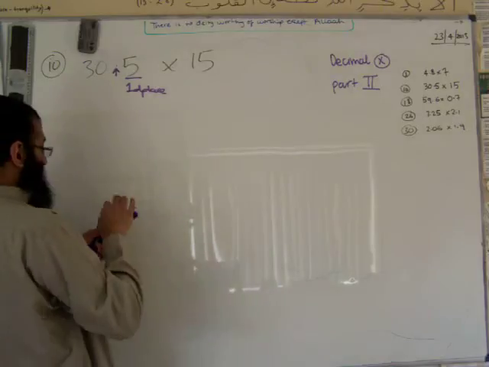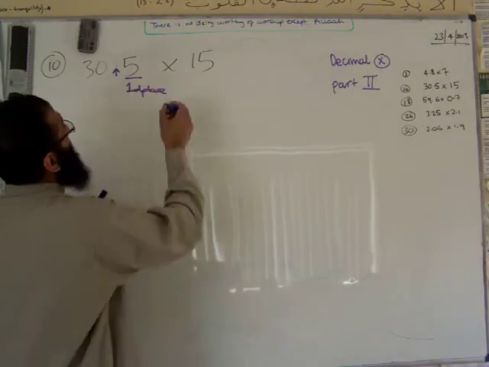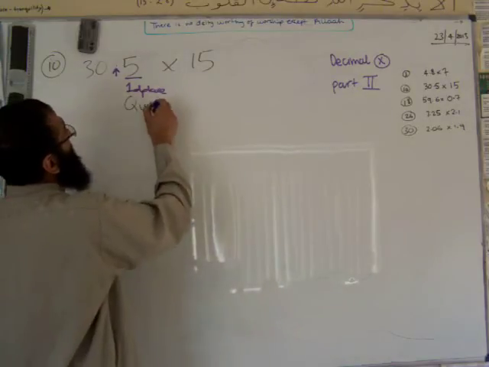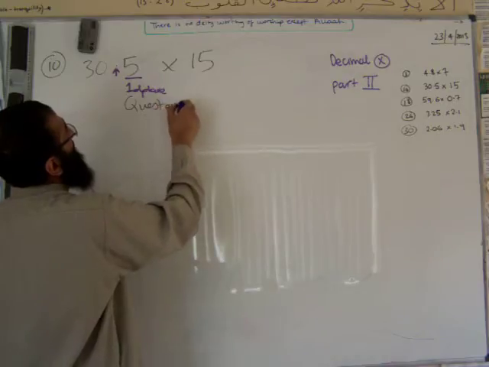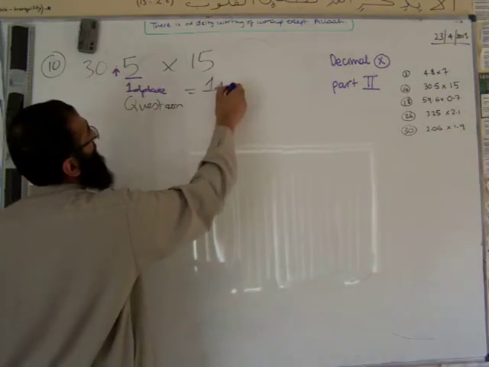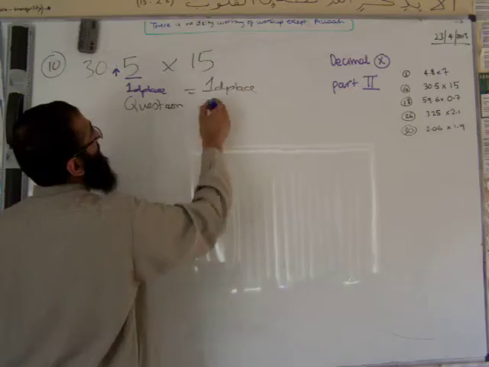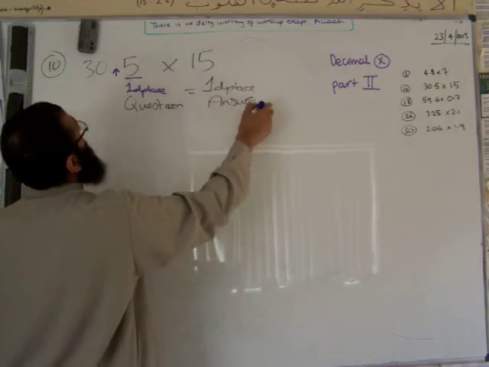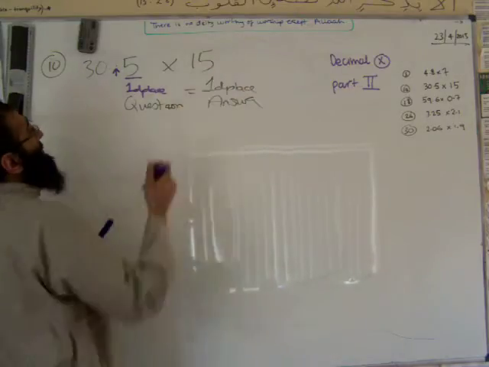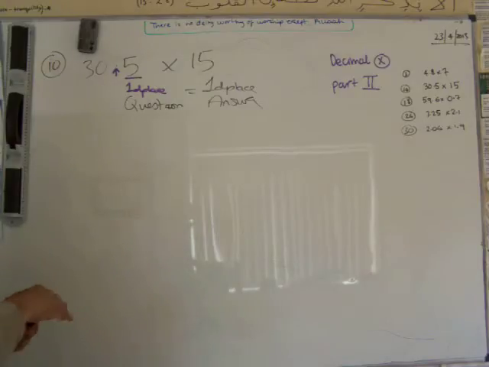So we have 1 decimal place in the question, so we have 1 decimal place in the answer. There's no decimal point here or place. So let's do the question.